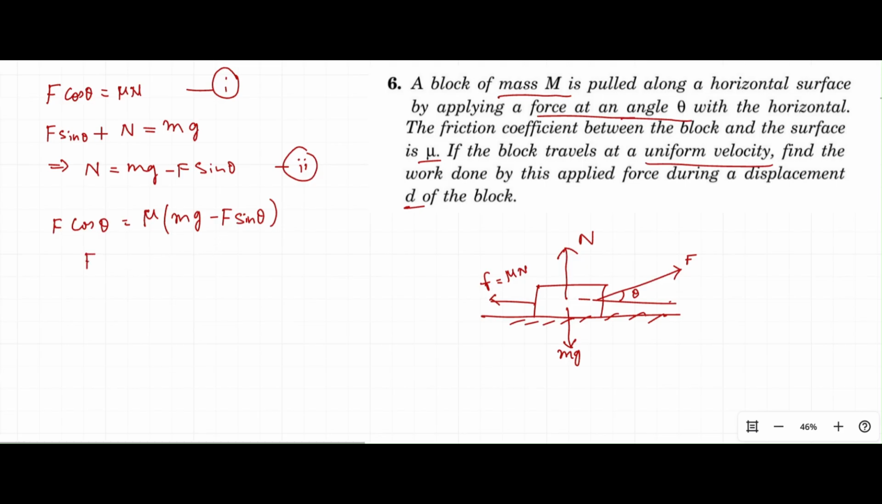So this thing becomes F is equal to mu times (mg minus F sin theta) by cos theta. F is equal to mu into (mg minus F sin theta) by cos theta.